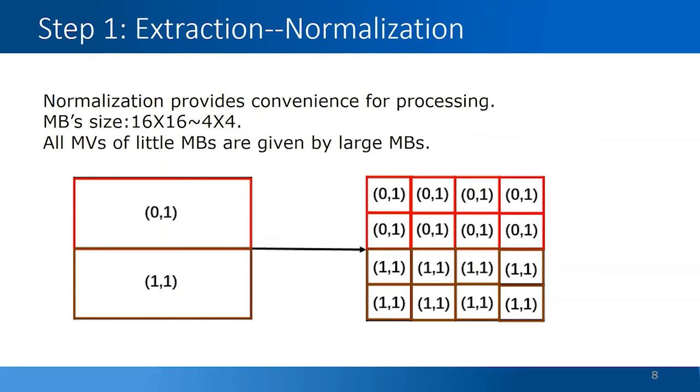The MB size is adaptive. We normalize all MVs to 4 times 4. It provides convenience for processing. The example is shown in the image. All MVs of small MBs are given by the large MBs.